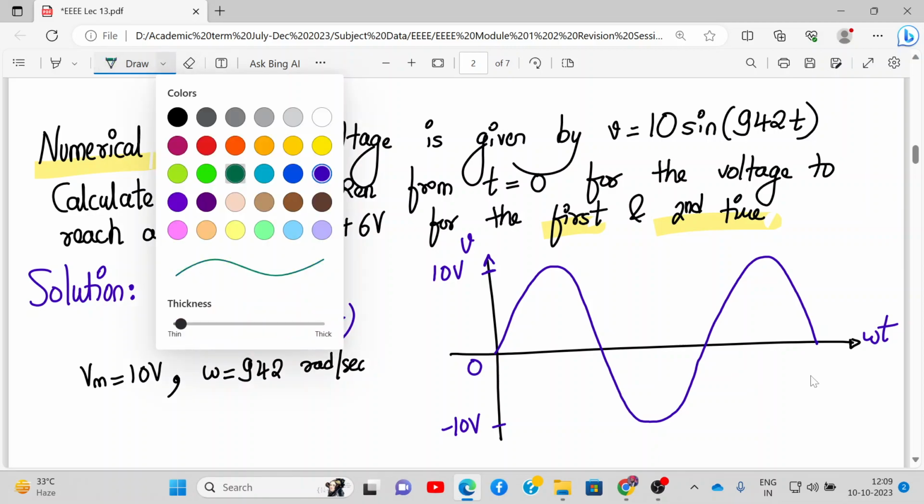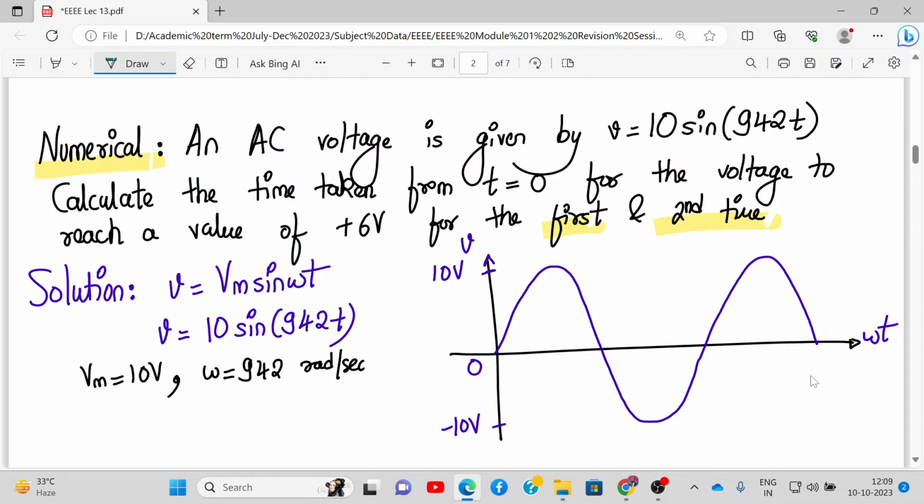So we have to find the time taken from t equal to 0 for the voltage to reach a value of plus 6 volt. So this is 0. This might be 5. So over here it will reach plus 6 volt. So we need to calculate this time t1. Let's say this time is t1. This is pi, 2 pi, 3 pi. And this is the first time when the voltage reaches 6 volt, and we need to find it for the first and the second time.